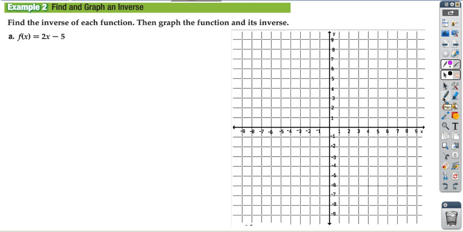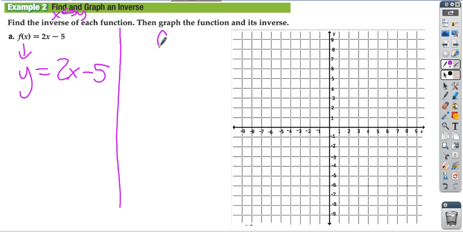So first of all, how do you find the inverse? We said the inverse means you switch the x and the y. So f of x is the same as y. This is our function. The inverse is symbolized this way. The inverse is going to be just swap these right here. So if I swap those, I'll now have x equals 2y minus 5.